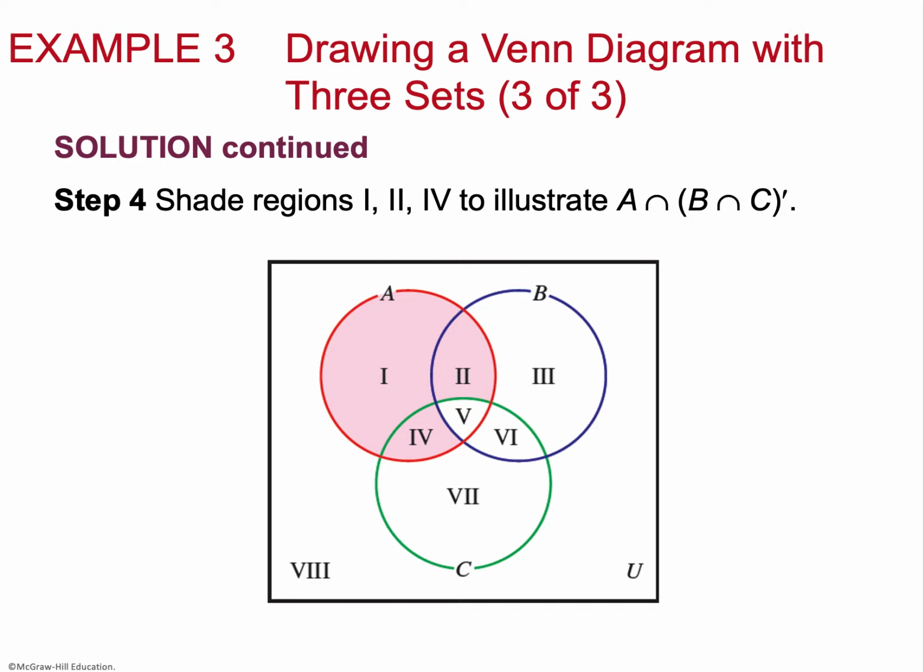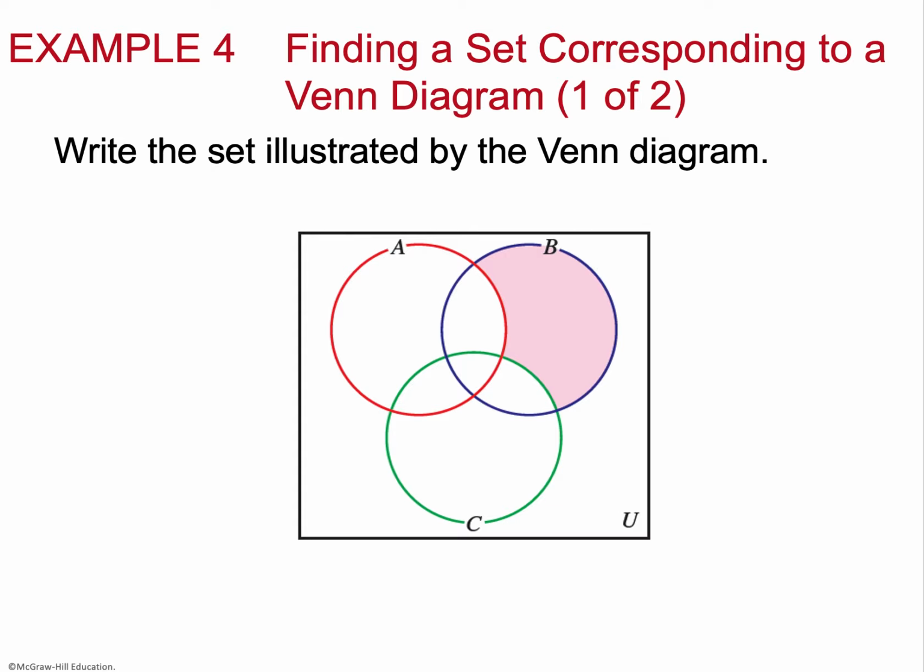Then I'm going to shade the regions. Now, what if I want to do this? This time I want to say, here's the shading. How do I describe that shading? So I'm looking for items that are found in B that are not found in A or C.